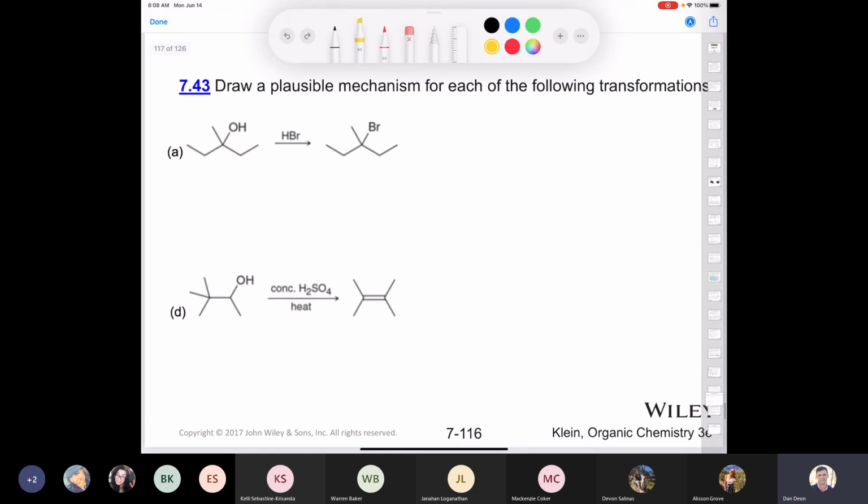Now we're asked to draw some mechanisms for these same types of reactions, right? The first one is an SN1 reaction. We have that tertiary alcohol, and we're treating it with HBr, and we're substituting the hydroxyl for a bromine. So again, an SN1 reaction. Well, let's draw out the HBr molecule first. The first step is going to be our proton transfer. I'm going to throw a couple of lone pairs on my oxygen like that, and then I'm going to draw the proton transfer just like that. And then what I'm going to end up with is something that looks like this.